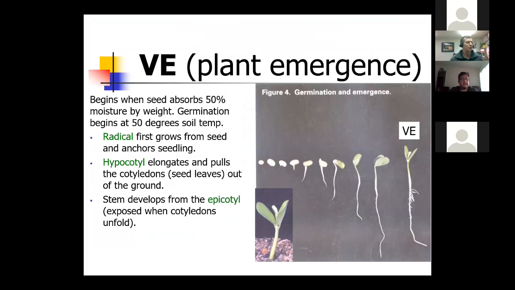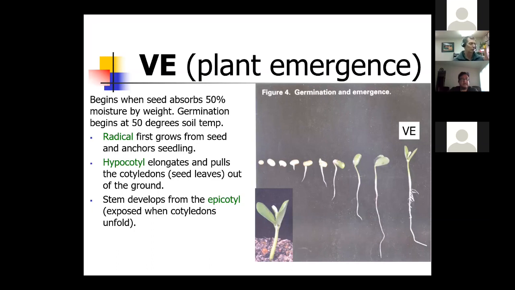Okay, so back to the crop stages. Our first stage would be VE for plant emergence. And so when the seed is placed in the ground, the first thing that happens immediately is that the seed takes up half its weight in water. And then after the water intake is completed, well then the germination process is initiated, as long as we have soil temperatures at a base of about 50 degrees.